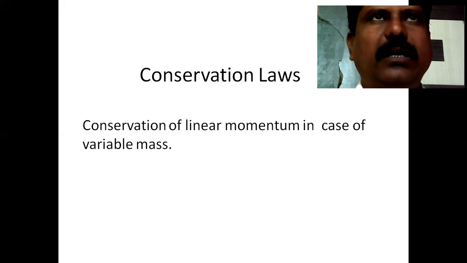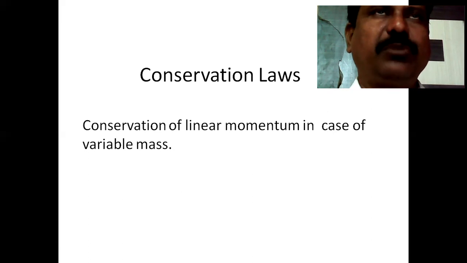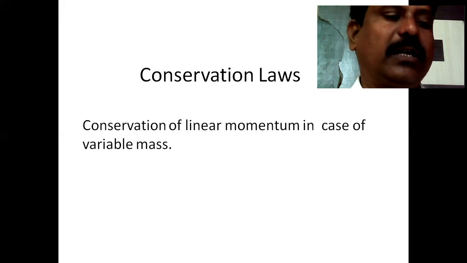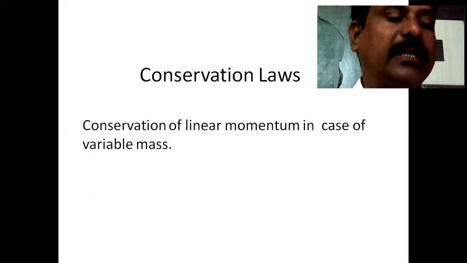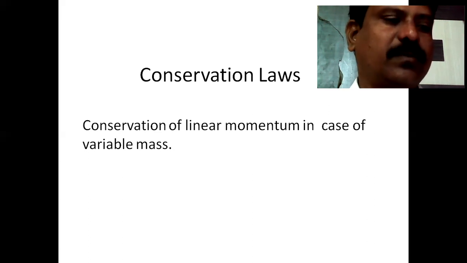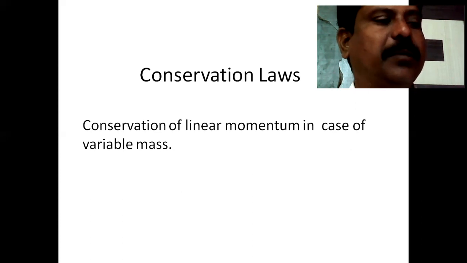When the gas escapes from the chamber at one end, which is provided at the bottom of the rocket, the escaping gas provides thrust, and that thrust propels the rocket in the opposite direction. Okay, so this is the simplest principle of a rocket.